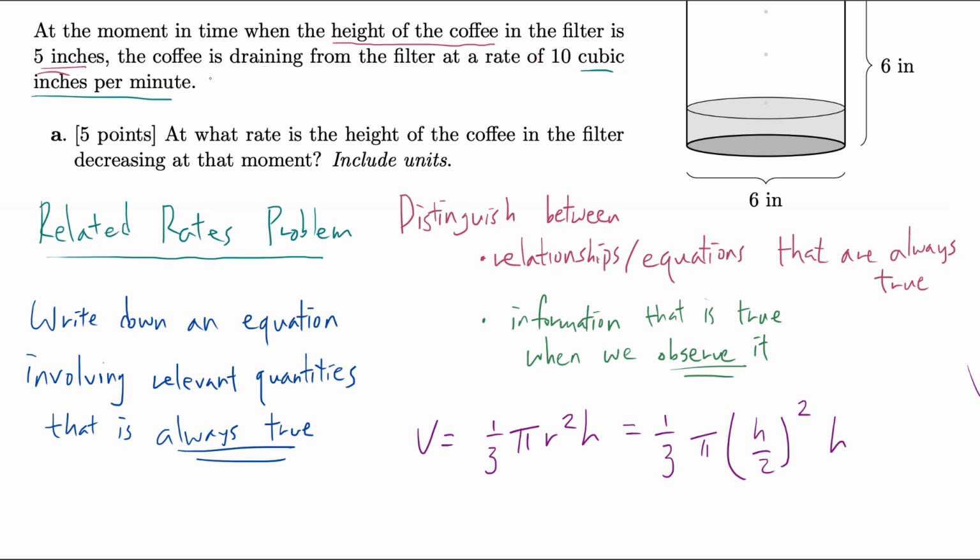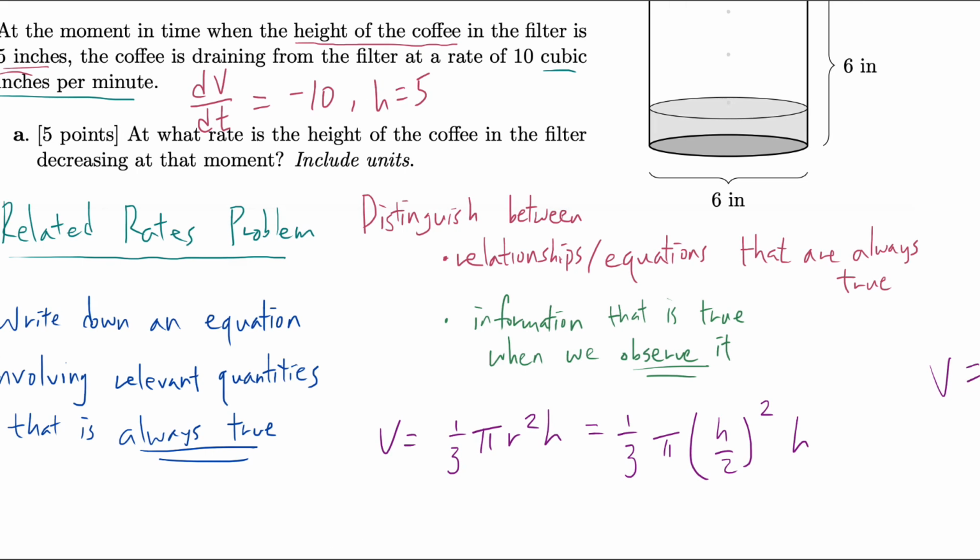The second one is giving us information on dV/dt. That's how quickly the volume is changing. And they tell us it's draining from the filter, so it's actually negative. And this is a common mistake. Make sure you pay attention to the sign. Since the volume is decreasing, you want to put a negative sign here. So you know this is negative 10, and we know H is 5. So let's now plug in this information.